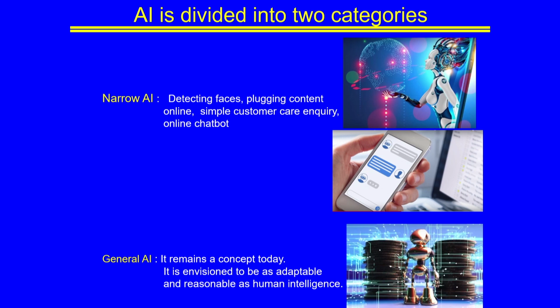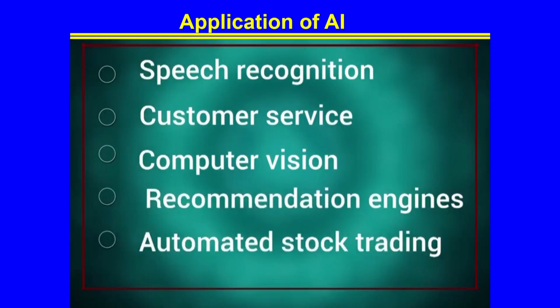If you want to know more, please enroll in my course on AI, ML and materials engineering, you will understand that. I do not want to repeat everything from there. Right now we are using narrow AI, like detecting faces, plugging in contents online, customer care, online chatbots. General AI is still a dream today. If it is developed, it will be able to do whatever a human can do, but that is not possible so far. Right now we can do speech recognition, customer service, computer vision, recommendation engines, automated stock trading, many things.